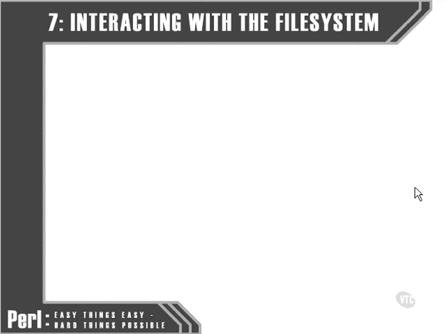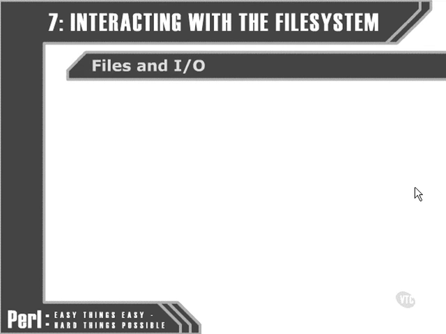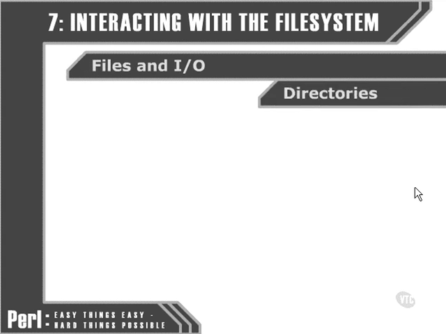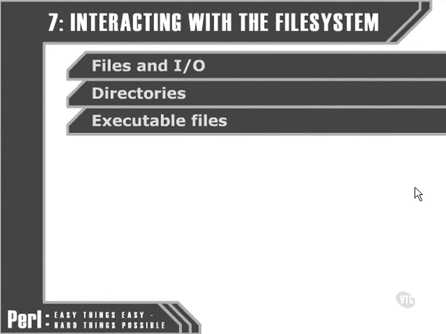In this chapter, we're going to look at Perl's capabilities with regard to interaction with the file system. First of all, we're going to look at how Perl manages files and basic input-output. Then we're going to look at Perl's functions for managing directories, and finally how Perl deals with other programs.